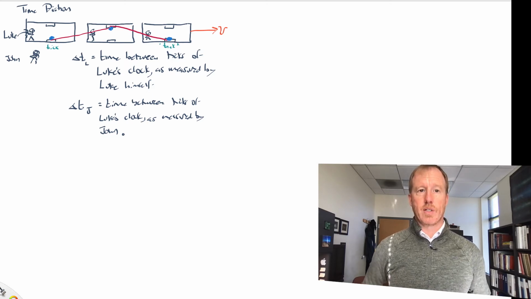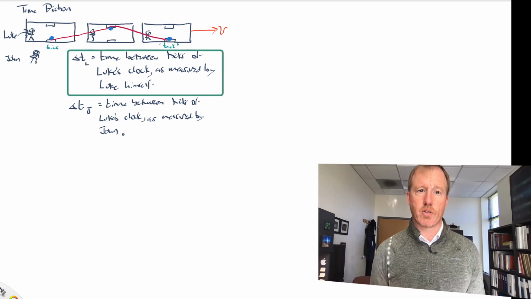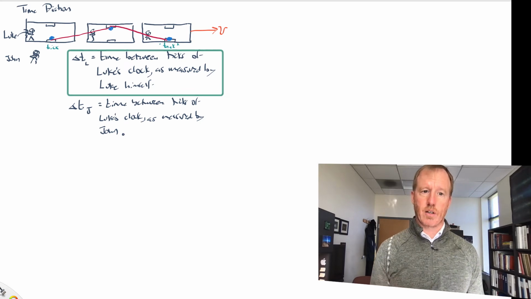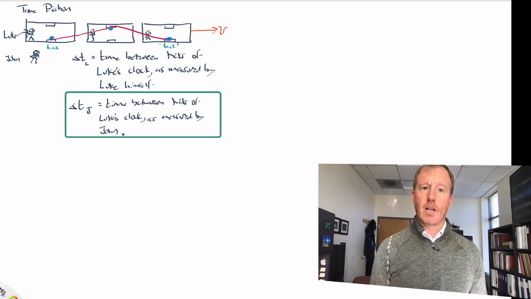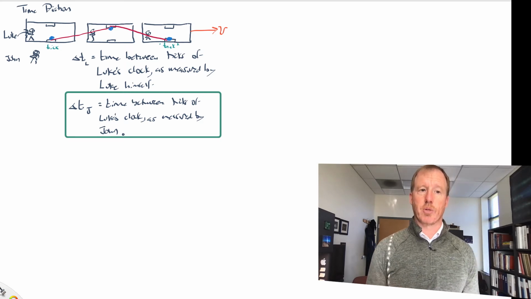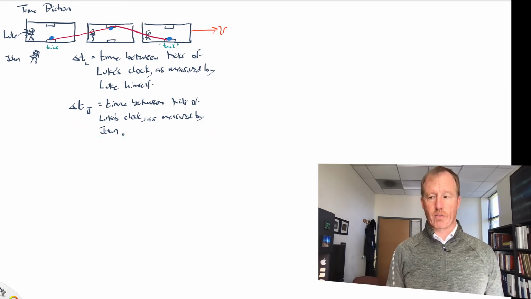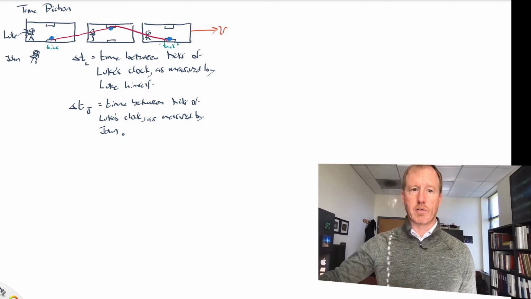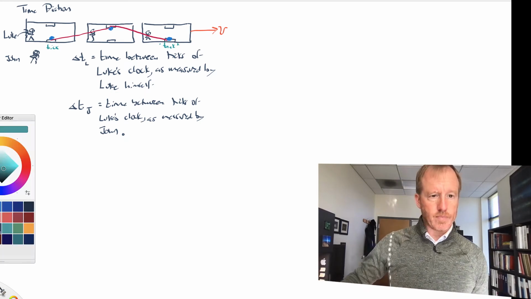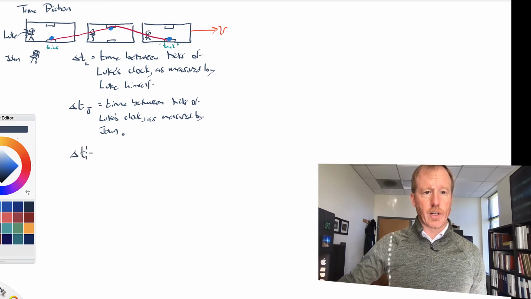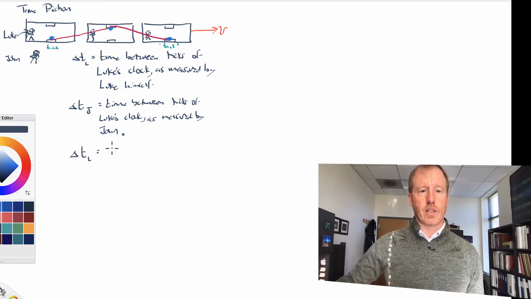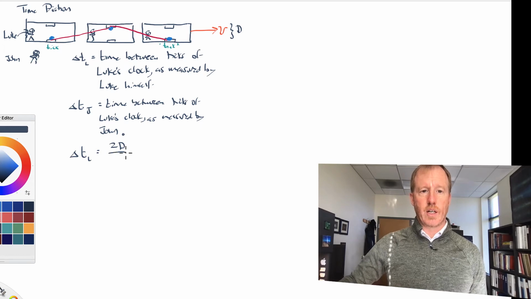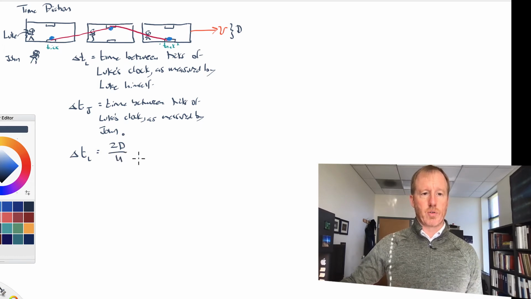So delta t_L is the time between ticks of Luke's clock as measured by Luke himself. Delta t_J is the time between ticks of Luke's clock as measured by John, who sees the clock rushing past. So let's do a little bit of mathematics and find the relationship between these two quantities. You might remember that delta t_L was just the distance that the ball moves, which is 2d, that's up and down across the spaceship. The spaceship has a thickness of d, so it's 2d divided by the speed of the ball, which was u. What about the time between ticks as measured by John?